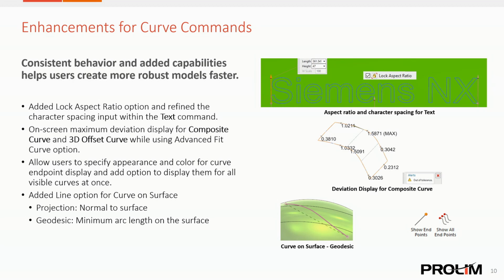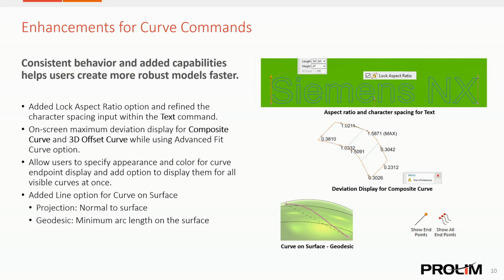Siemens also added an advanced curve fit option within your composite curve and 3D offset curve commands that allow you to display and evaluate the maximum deviation for each of the individual points along the curve. Along with this, you also now have the ability to use edit object display to change the appearance and color of your curve endpoints. So you can clearly see where the endpoints of each line are, and you can even toggle on all your curve endpoints from a single toggle within the analysis tab now. That's a very nice tool. And finally, another option for how the curve on surface command is calculated has been added.